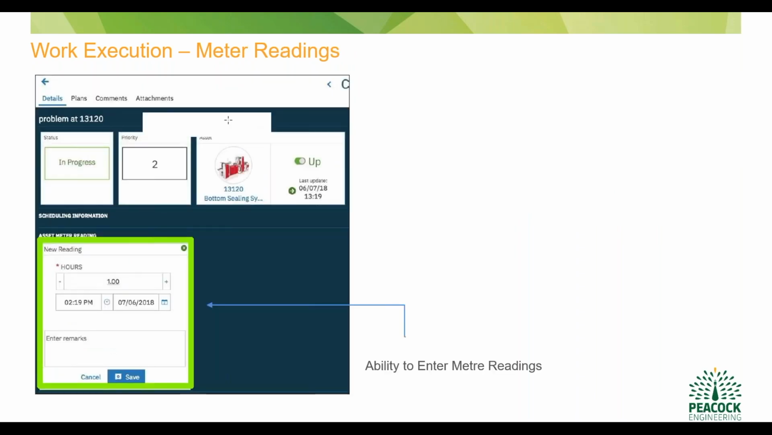In the green box there, you can see this work order had a meter associated with it. So within this, you can change the hours and the time, enter some remarks, and then save it. It gives you the ability to obviously save your meter readings against that asset. So if the work order did have a meter against it, that will be shown there.